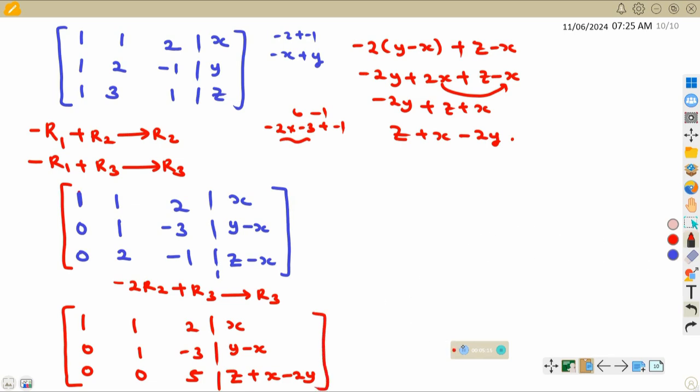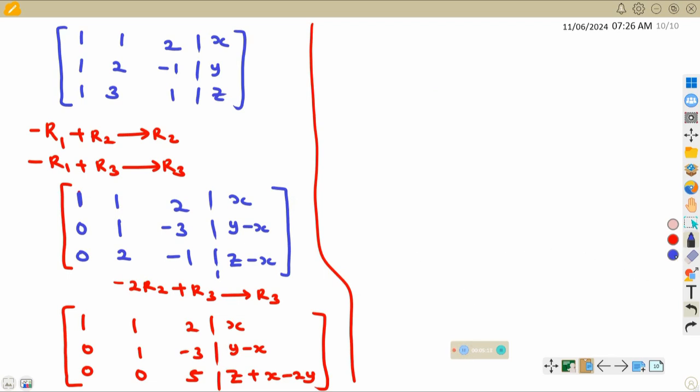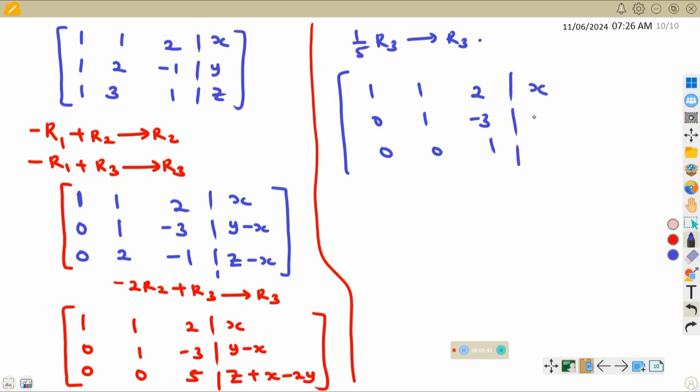So that is what we have obtained there. In that case, we can also try to create a 1 here, applying 1 over 5 in row 3 to give us row 3. And that will be 1, 1, 2, 0, 1, negative 3, 0, 0. It means this will be 1. And here we are remaining with x. This is y minus x. Then this will be 1 upon 5 of z plus x minus 2y. So this is what we shall obtain. From here we can get the corresponding linear system.